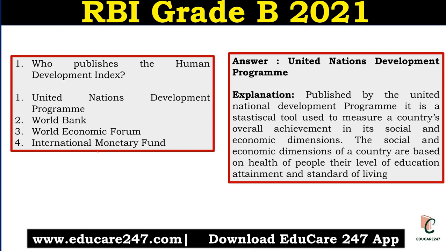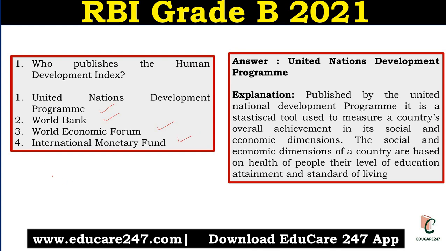So the first question is, who publishes the HDI or the Human Development Index? Options are, is it United Nations Development Program? Option 2, is it World Bank? Option 3, is it World Economic Forum? And option 4, is it International Monetary Fund?